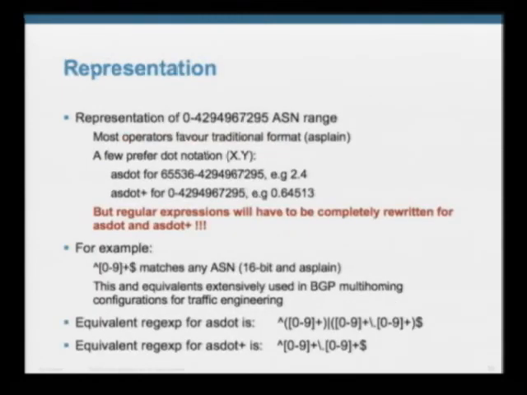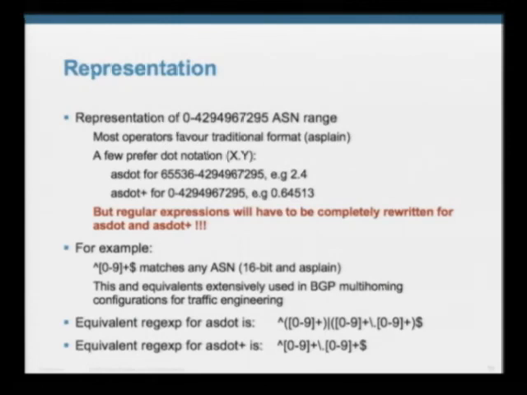Representation: well, you just write them down like that, the traditional format, AS plain format. Some people wanted the dot format, so a bit like communities, where we have a colon, so you don't have to write the whole 32 bits. You can do 16:16. Some people wanted 16.16 for ASNs. So rather than writing big numbers, you could write 2.4, which is much shorter. And some people even wanted this AS dot plus, in other words, convert everything to the dot notation. So for the old 16-bit range, you'd write a 0 dot something.